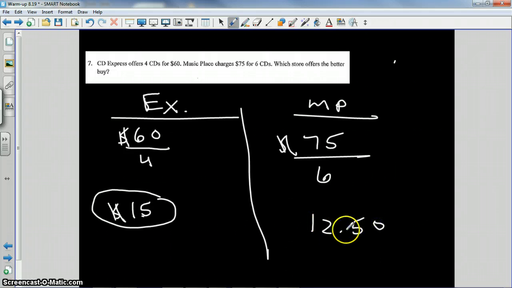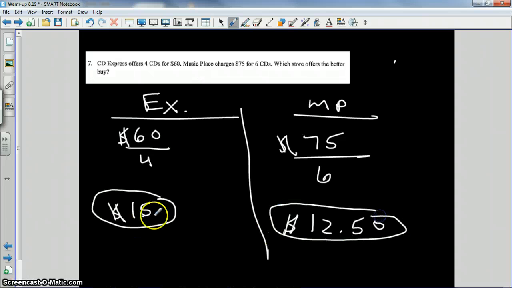And if you did that, you should get 12.5. Since it's money, we're going to add that second 0 to make it 50 cents. Looks better. And so now that we found the unit rate, this is $15 per CD for this place, $12.50 per CD for this place. So the better buy is Music Place. So you're going to write Music Place is the better buy.